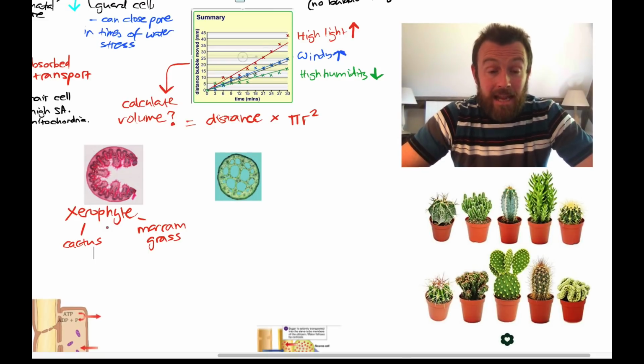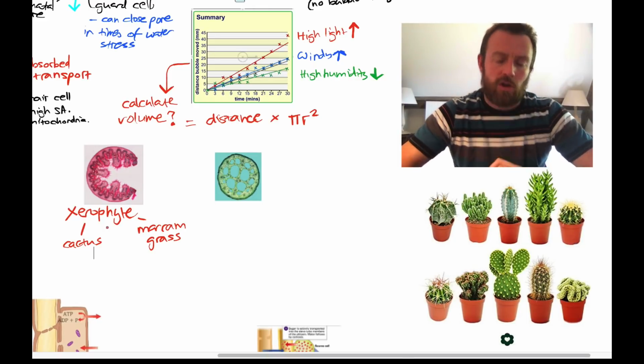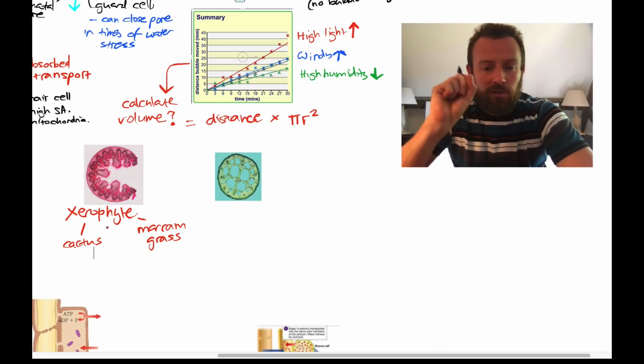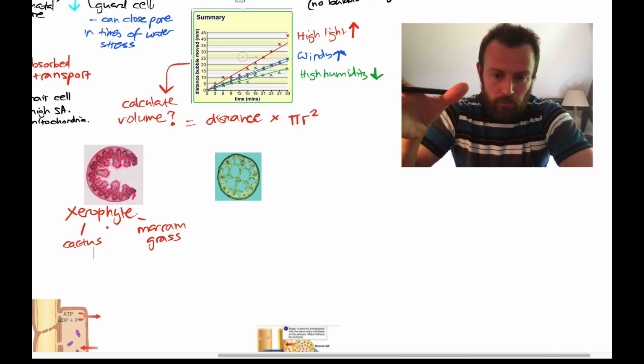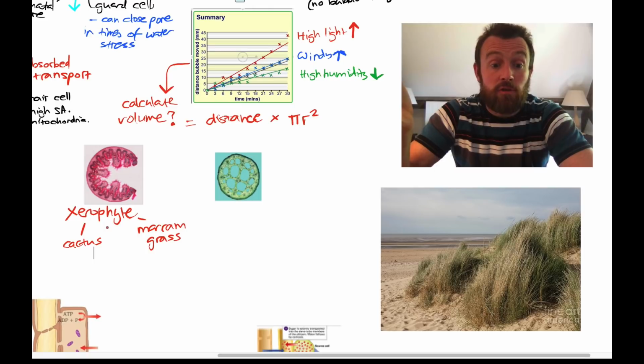They protect the stem with spikes from herbivores that want to eat the plant and get the water inside. And the stem itself is very spongy and can store water. But a marram grass is a slightly different thing. So first of all, here's a picture of marram grass for real. Okay, looks pretty much like grass.